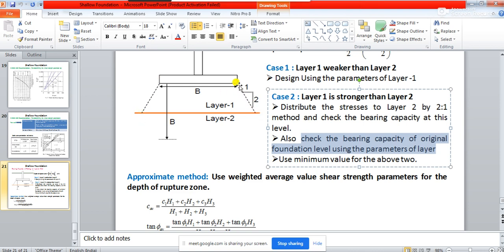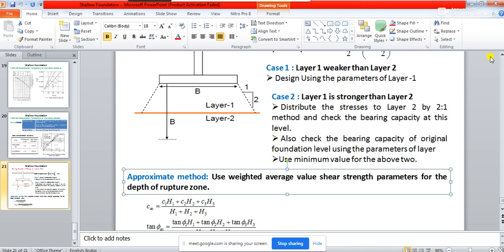distribution pattern, you distribute the load and you come to a layer where the second layer is starting. So up to that you distribute it, and then with that area you divide to find how much is the stress coming because of the load at this layer. So once you have found that, you use the minimum value of the above two.